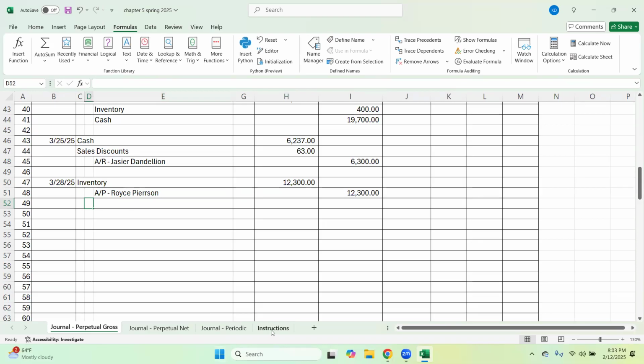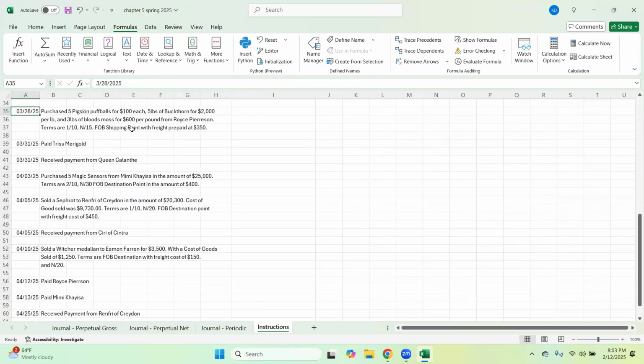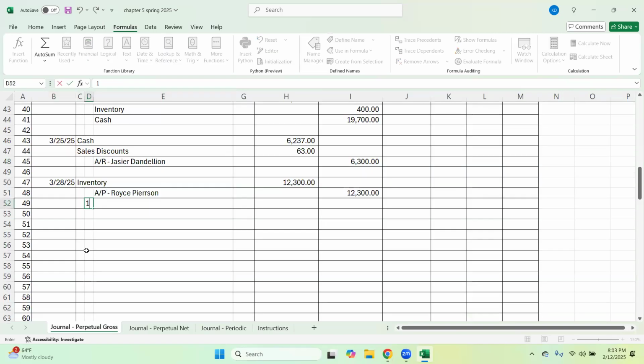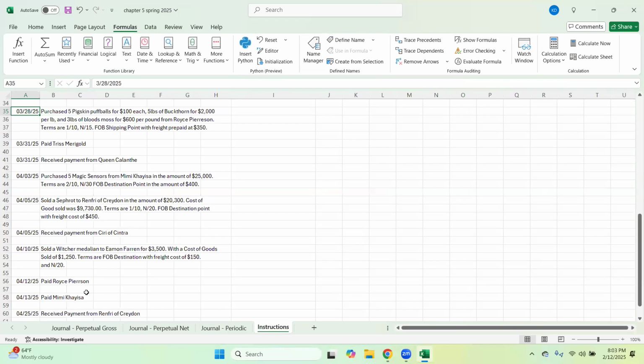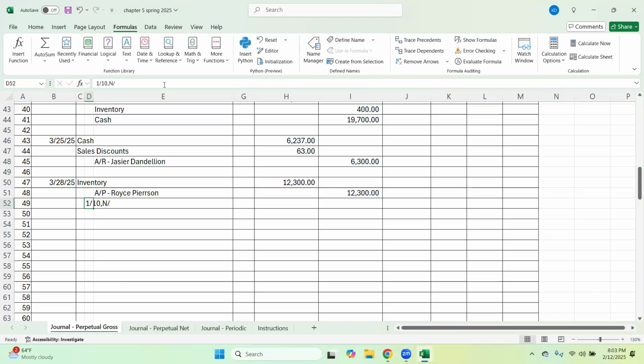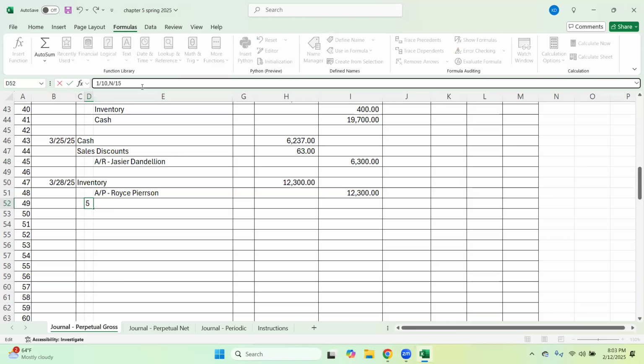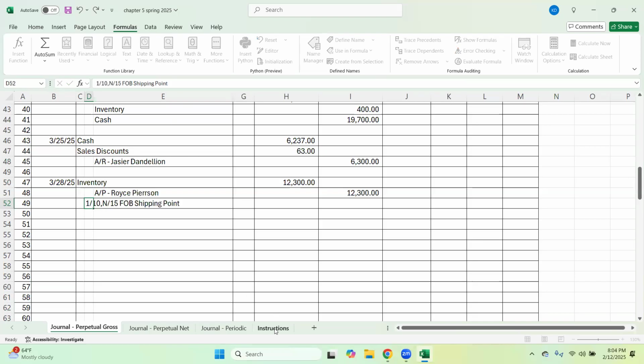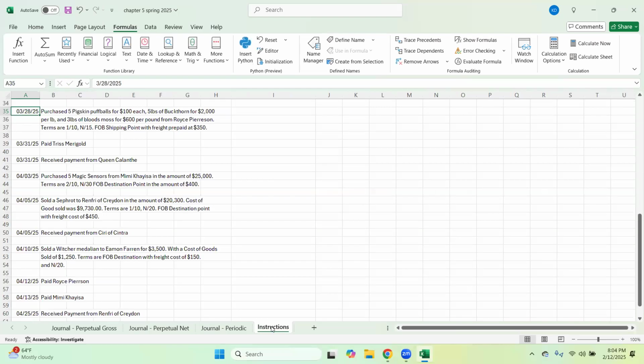I have terms. What are my terms? 1/10 net 15 FOB shipping, 350. Now I forgot it again because I'm hearing sirens. Net 15. Yes. You can make these terms anything you want, and I guess I did. FOB shipping point. And my freight cost me $350.